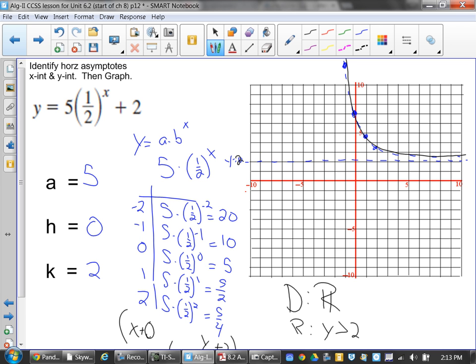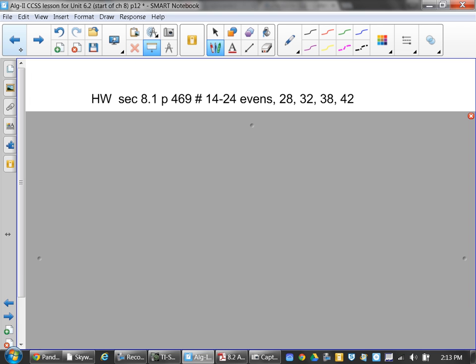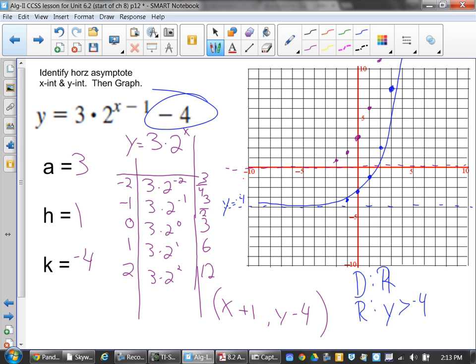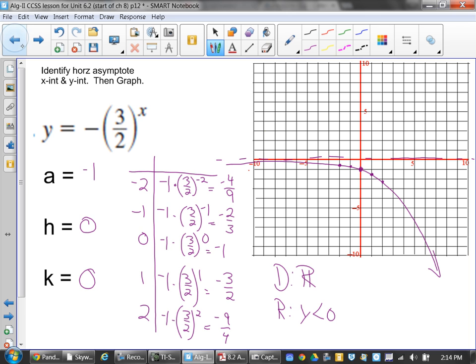It's 5. Which way is your range going? Is it greater than or less than your asymptote? It's greater than. So whether a is positive or negative decides whether it's greater than or less than. What's your a value? Is it positive or negative? Was it above the asymptote or below? Above. What's your a value? Negative. Negative. Was it above or below the asymptote? Below. The a value, in accordance with the k value, tells you your range every time.